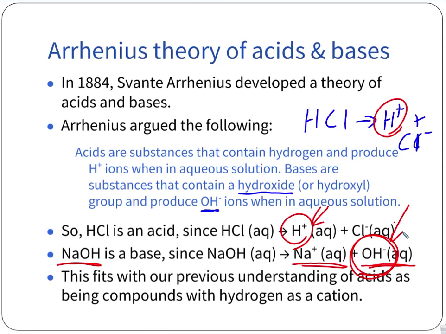Note that this does fit in with our understanding from nomenclature that acids are compounds with hydrogen as a cation. If it has hydrogen as a cation, that means it's going to have a positive charge as an ion whenever it breaks up, which makes sense because it's H+. So this is Arrhenius' theory of how acids work.